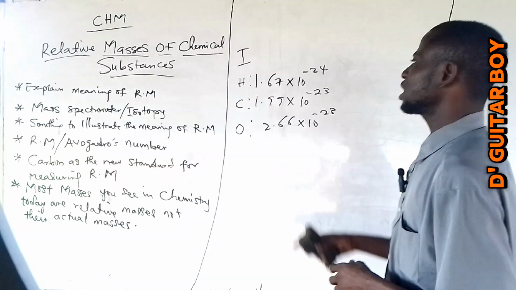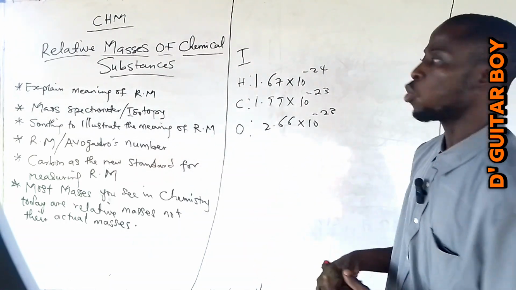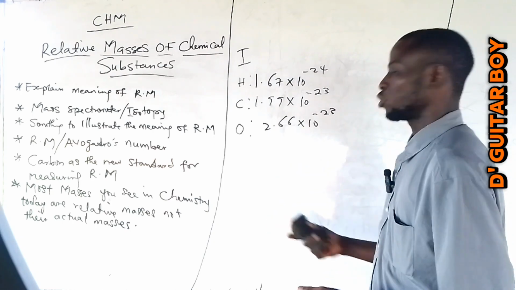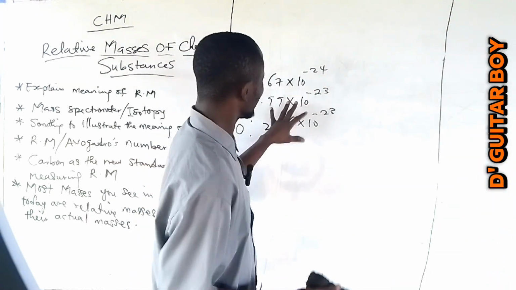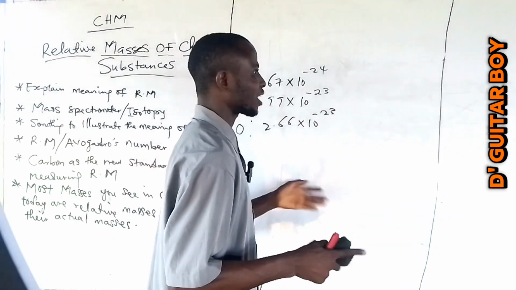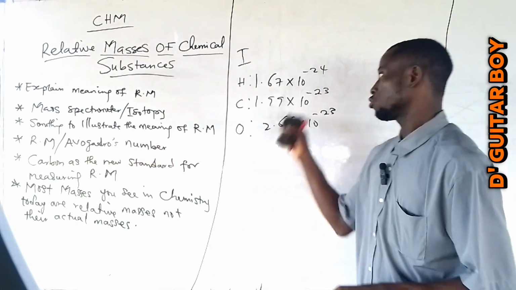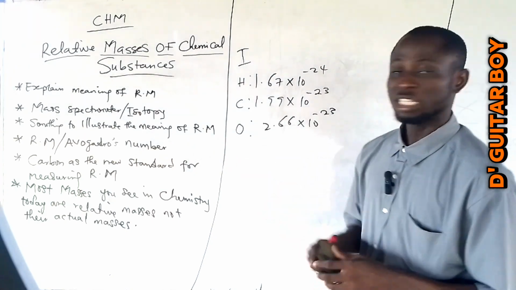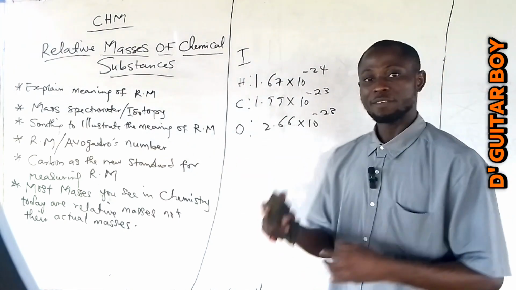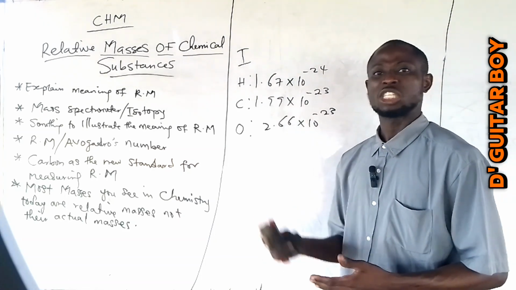Because these masses are still very, very small, it is not comfortable to use today. Imagine I want to do calculation in chemistry today. Imagine using this value for carbon, this one for hydrogen, everything will be messed up. It will be very, very inconvenient to use. Hence, we still keep the use of relative masses. We still measure masses relative to a reference.